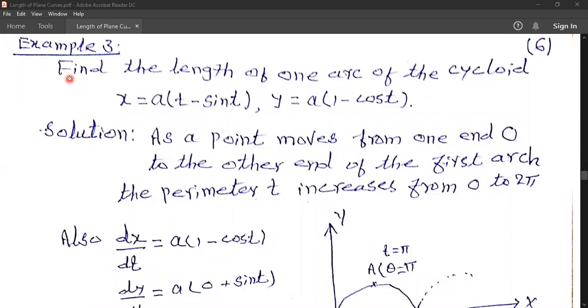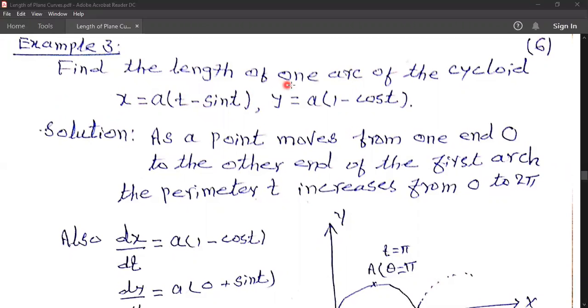Hello students. In the last period, I had discussed the perimeter or length of a curve, which has three forms: the Cartesian form, the polar form, and the parametric form. And the equations for each of them we have discussed in the last period, and two of the examples we have already taken to find the length of the curve.